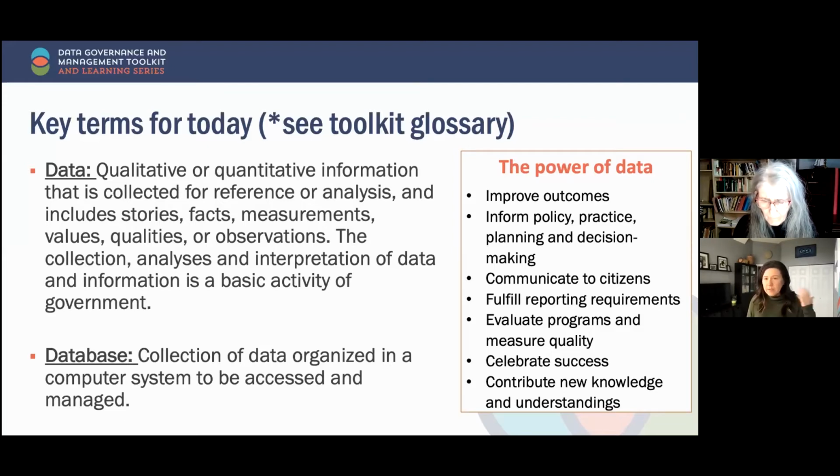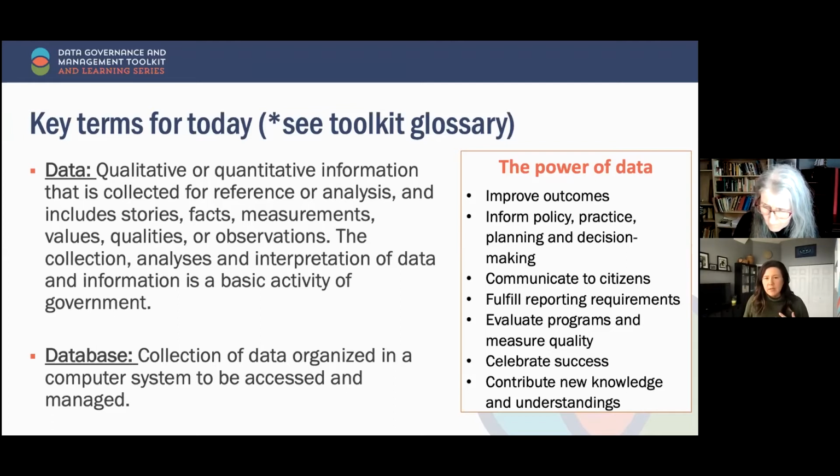today. So obviously we're all here to talk about data. So data is information. That information can be stories, it can be facts, it can be numbers, they can just be observations we make. All of that is helpful for us in making decisions, referring to that when we make decisions. And doing so is a basic activity of government. Why? Because it helps us make better decisions. It informs policy, it informs our plans.